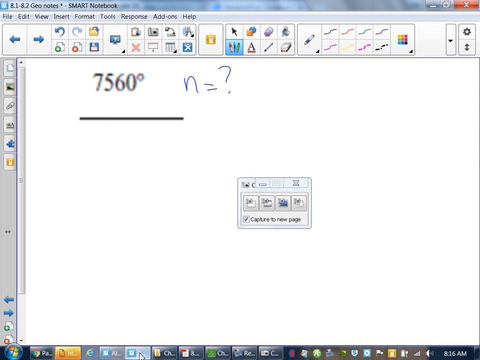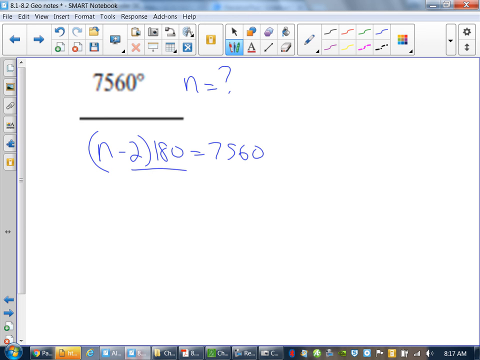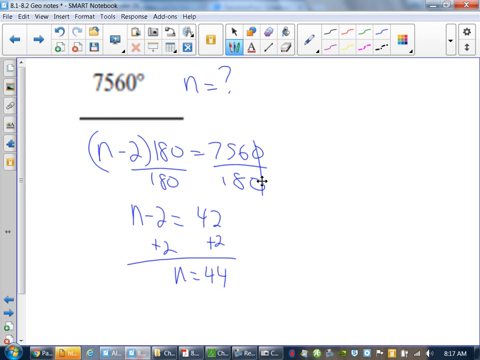So, once again, take 7560, divide it by how much? 180. And then what? 42. And then you add 2. And there you go. It is relatively quick, okay?